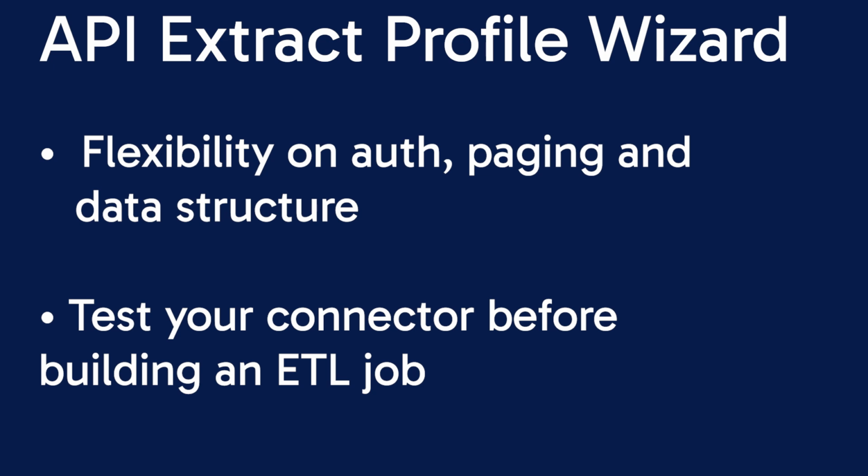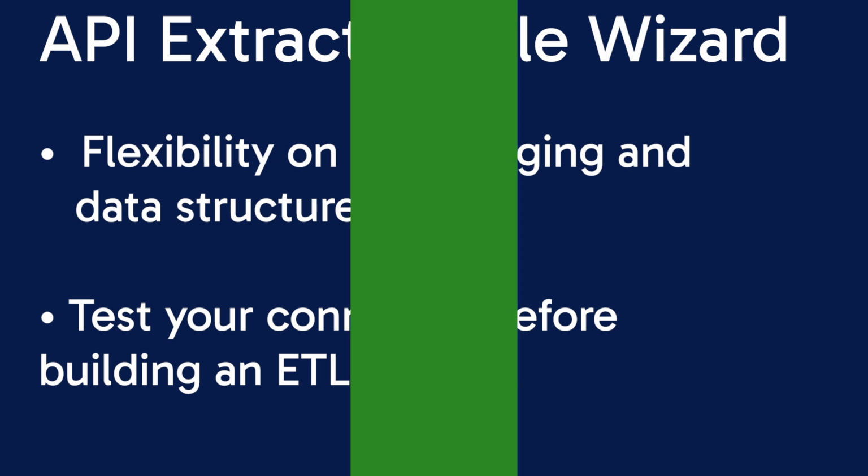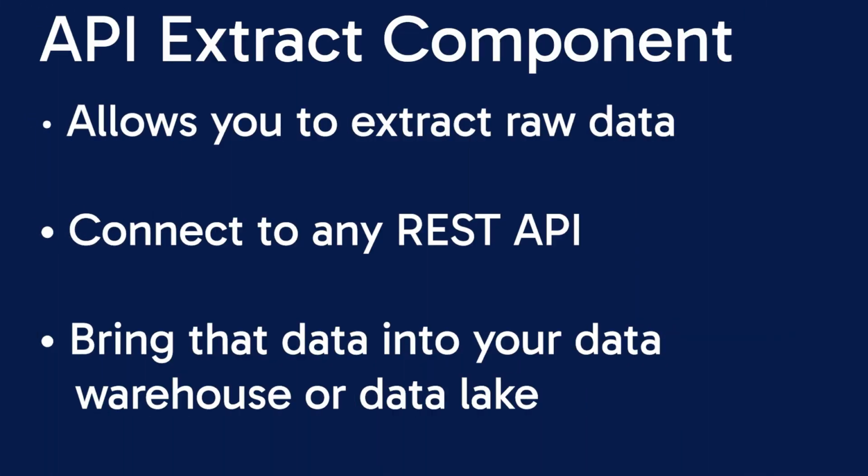Once you've configured the custom API profile, then you can use the API Extract component, which allows you to extract the raw data. This creates the opportunity to connect to any REST API and quickly bring the data into your data warehouse or data lake.